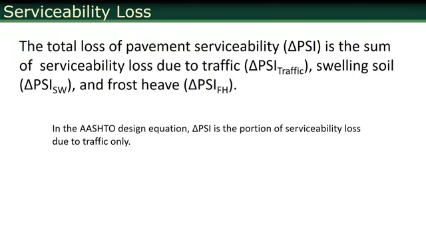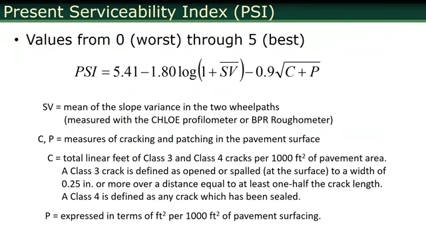What is PSI? PSI is the serviceability index, and typically the condition is calculated from here. This is an empirical equation. SV is the slope variance of the two wheel paths, and C and P are measures of cracking and patching in the pavement surface. This is the equation used to calculate the serviceability. This is again from the AASHO road tests, depending on how much patching and cracking they had there.